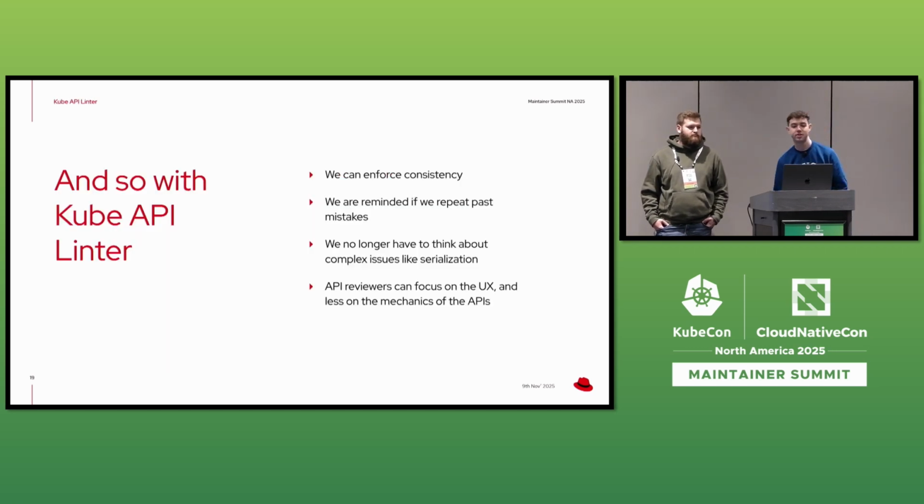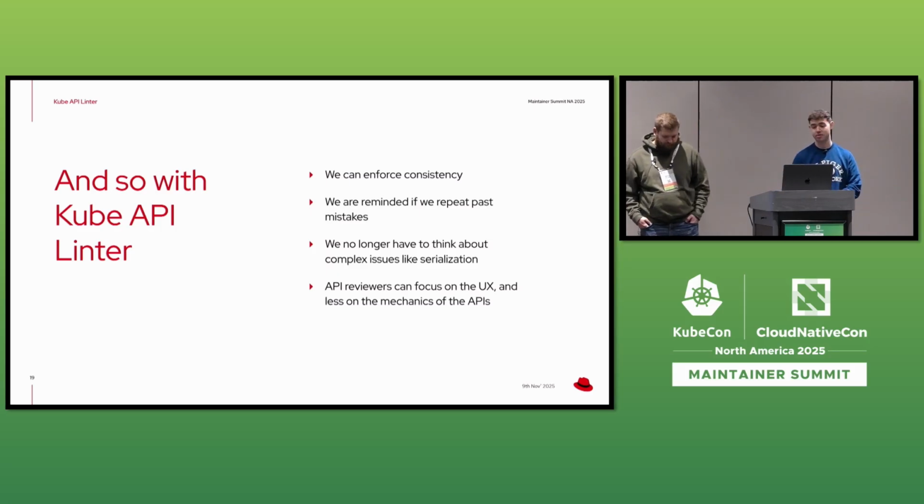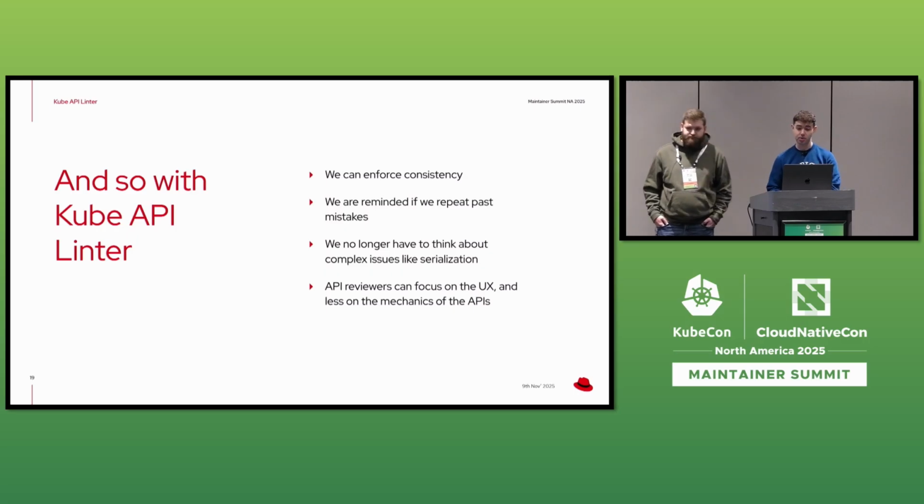So with Kube API Linter now, we can start enforcing the consistency, make sure we don't forget things like the optional required. We're reminded if we try and repeat past mistakes, we no longer have to think about the complex issues, and hopefully people can now self-service their API review a lot more, and the actual API review team can focus less on the mechanics and more on the user experience.